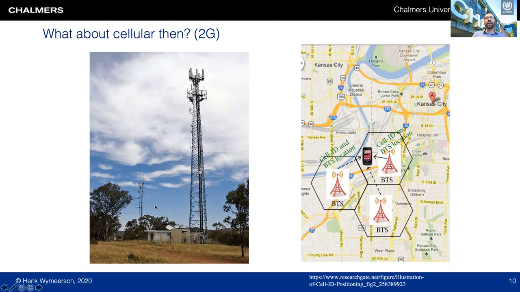So here I have a map, I don't know, this is downtown Kansas, where you have a sparse deployment of base stations here, and then the user listens to the surrounding base stations and declares its own position to be the position of the base station in the cell with the highest signal power. So this means you get a super rough estimate, maybe hundreds of meters of uncertainty of where you are. So useful maybe for emergency call localization, but not for driving an autonomous vehicle.